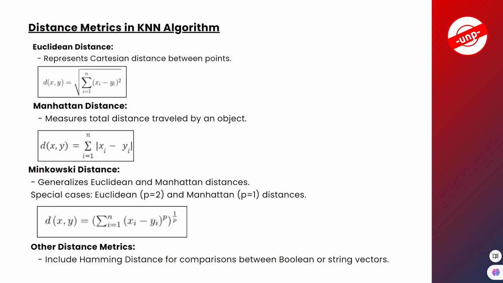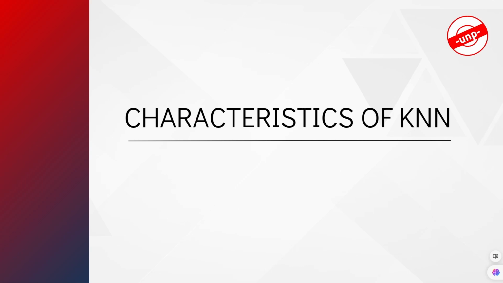We also have other distances like Hamming distance, in which Hamming distance counts the number of differences between two strings of the same length and they are used to compare categorical data. Now, let's move on to understanding the characteristics of KNN.